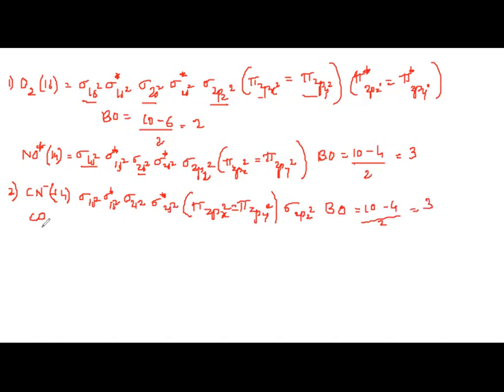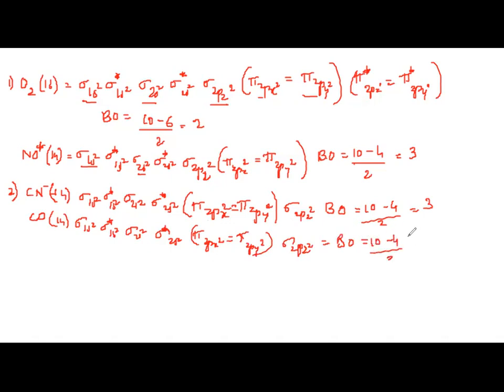Carbon monoxide. Carbon is 6 plus 8, 14 electrons again. So sigma 1s2, sigma star 1s2, sigma 2s2, sigma star 2s2, then pi 2px2 equal to pi 2py2 and then sigma 2pz2, correct? Bond order will be equal to 2, 4, 6, 8, 10, 10 minus 4 by 2, so it is 3. So in both cases, bond order is 3. So probably this might be the answer, but we have to verify the other options also.